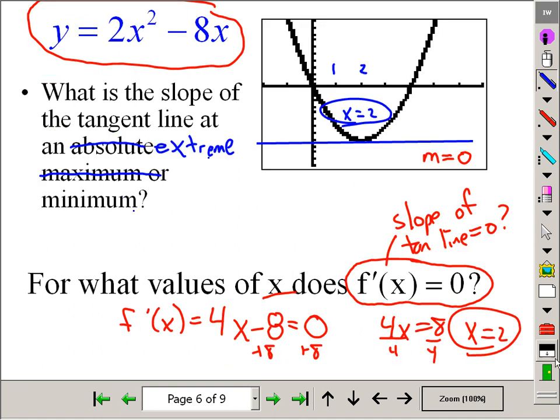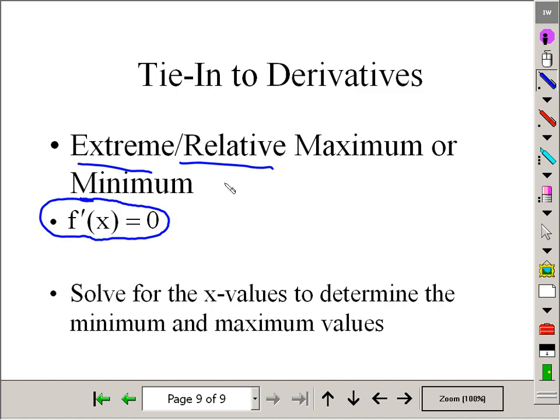But for this one here, this is again an extreme because that is the lowest point. The graph doesn't get any lower than that. And again, we solve for the x values to determine the minimum and maximum values.